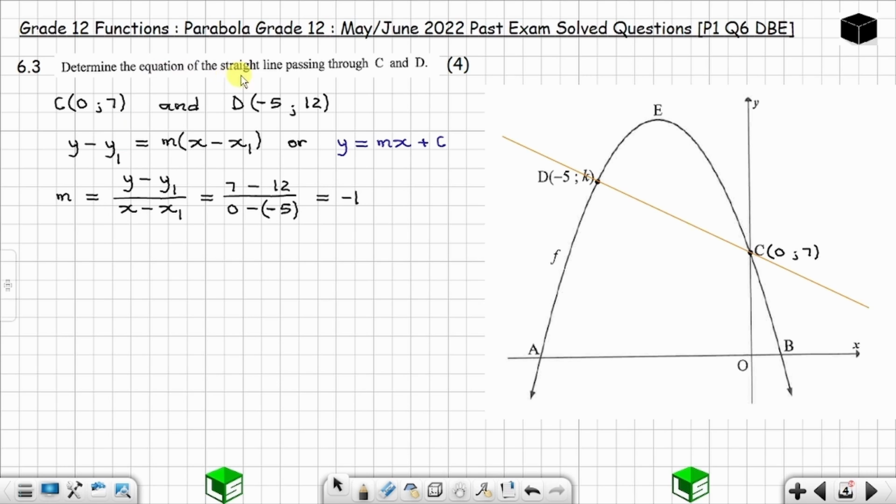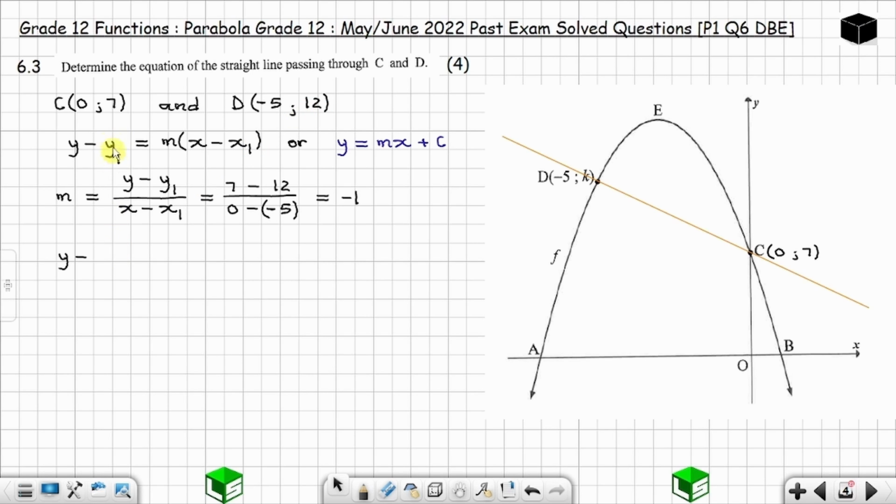Now to get the equation of the straight line, I said you can use this formula or this formula. You're still going to find the same answer. In this video, I'm going to use this formula. I have y minus y1. I'm going to replace only y1 and x1 when determining the equation of the straight line. You can use any point to replace your y1 and x1. In this video, I'm going to use C. You can also use D, and you'll still find the same equation.